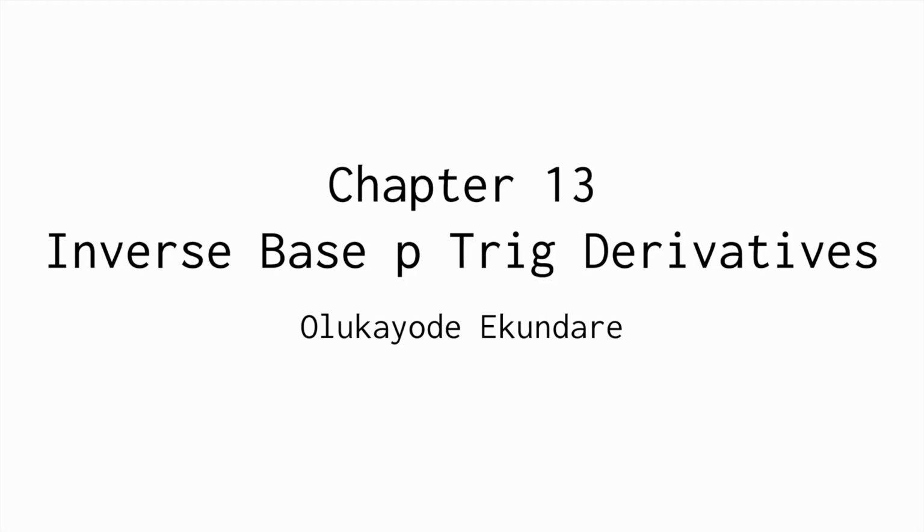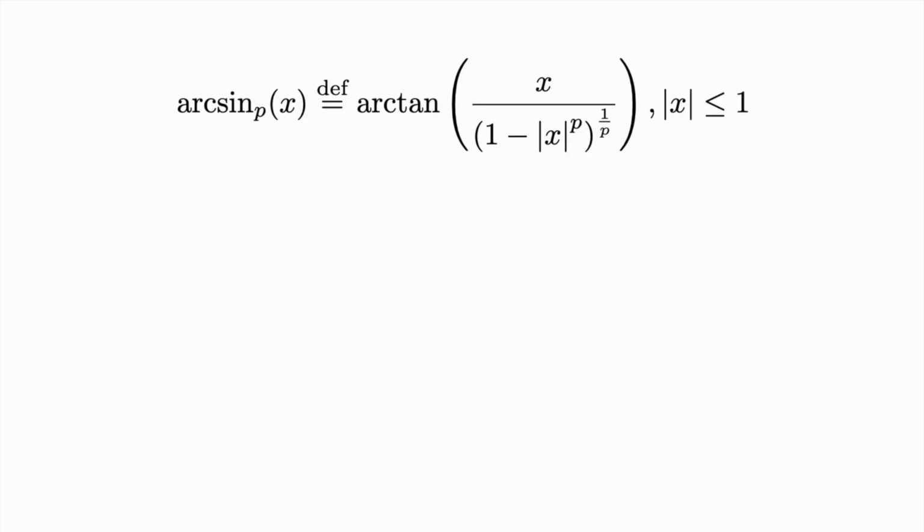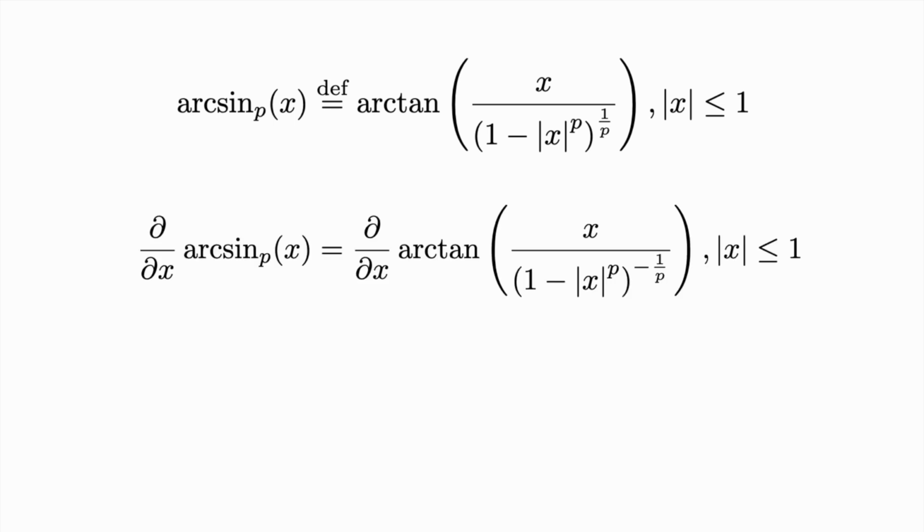In this video, we'll be very quickly finding the derivatives for our inverse base p trig functions. Let's start with arcsine base p, which is defined with arctangent, an integral we solved using a base p trig sub in Chapter 9. We'll take the partial derivative with respect to x on both sides.